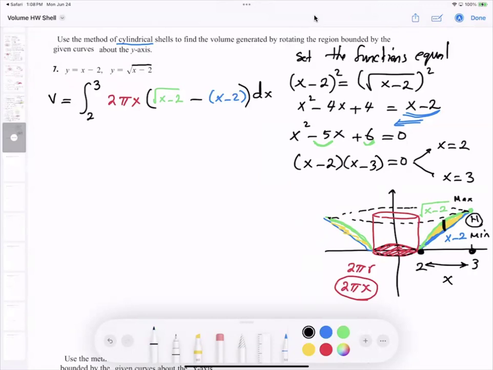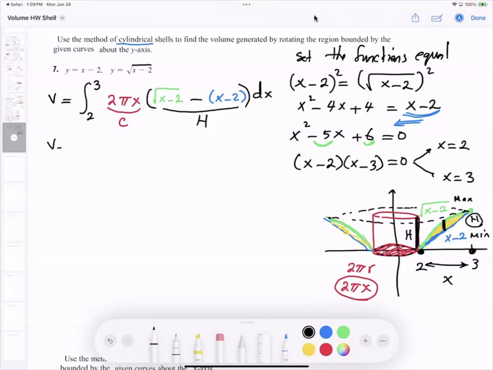So this is your circumference and this is your height. This is C and this is H, the height of this shell or cylinder. Very good. The rest is calculation using integration techniques that you learned before.